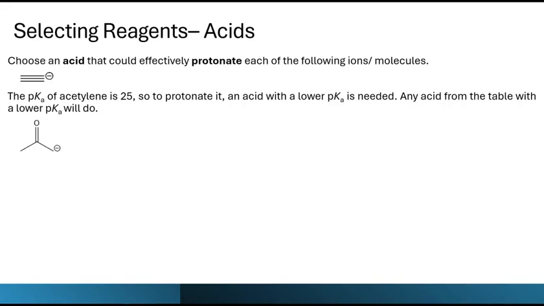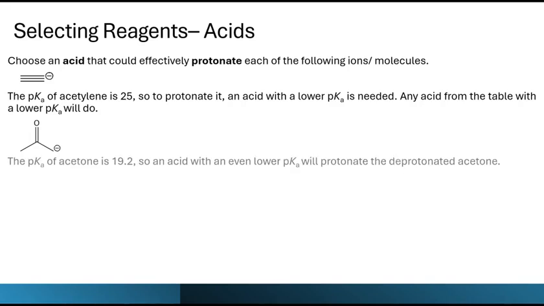We have a carbanion. In this case, we have it on an sp3 hybridized carbon, which can also be stabilized via resonance. In this case, the pKa of acetone is 19.2. That's the protonated form. So an acid with an even lower pKa will protonate this deprotonated acetone.